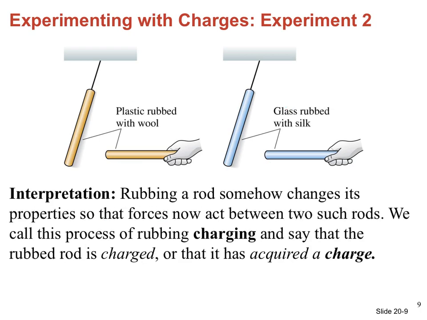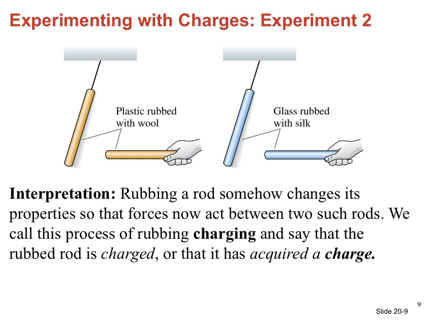So the interpretation is, if I rub a rod, somehow it changes the properties that are going to create a force that acts between the two rods. We've talked about this force earlier in the year when we first introduced forces, but this is known as a long-range force because it doesn't have to be touching to happen. So somehow we're creating this force by the act of rubbing the rod.